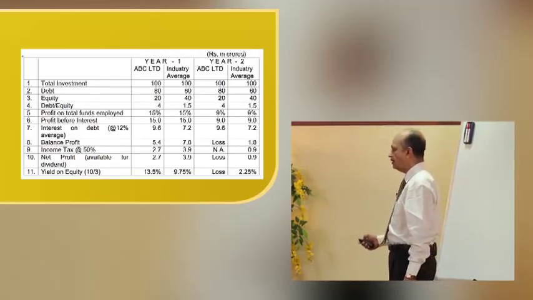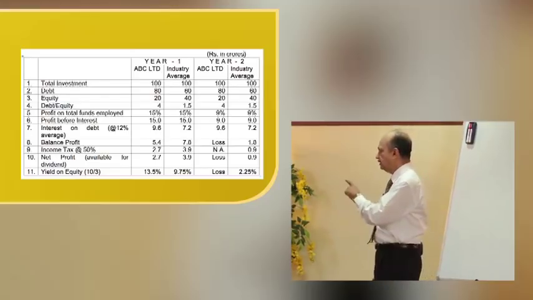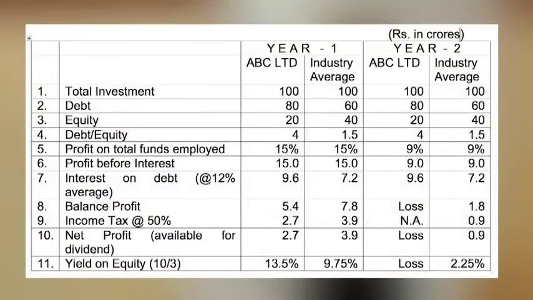Then net profit available for dividend. In the first year, how much? See, income tax. Out of this 5.4, ABC Limited was required to pay 50% by way of income tax, and that comes to 2.7. The 50% of 5.4 comes to 2.7. So 2.7 is an outflow by way of income tax liability, and in the industry average the rate remains the same.